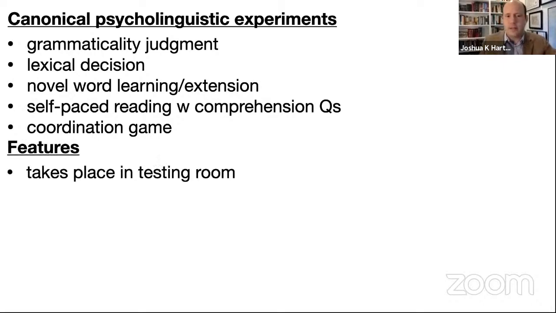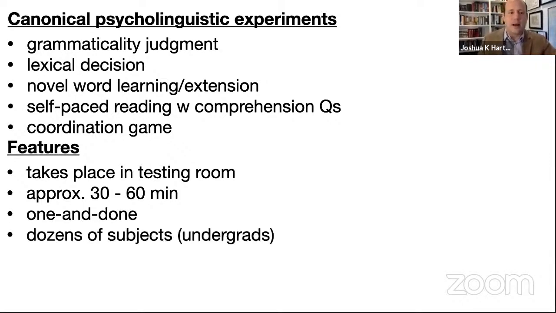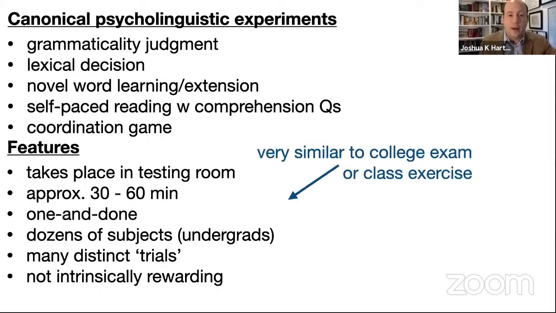One is they take place in a testing room, right? So you bring people into some sort of environment to do them. They usually take about 30 to 60 minutes. They're one and done. There are experiments that involve multiple sessions, but those are very much the exception. Subjects are usually numbered in the dozens, not hundreds. And there are a bunch of distinct trials. You know what trials are. And they're generally not intrinsically rewarding, right? We have to get people who don't really want to do this study to do it by saying they have to do it to get class credit or by giving them some money.